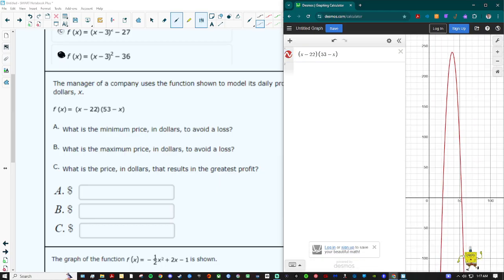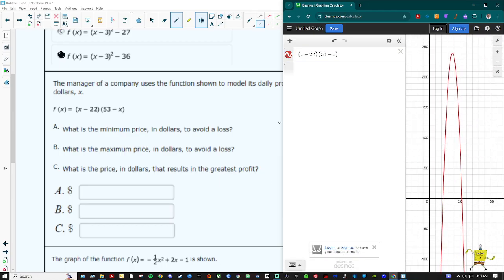Here it is. So what is the minimum price? The minimum price is here, 22. We can't have a negative price. Our maximum price is 53. And our greatest profit is up here. So if we sell 22, we make $0. If we sell 53, $0. Maximum right here. What is the price in dollars?